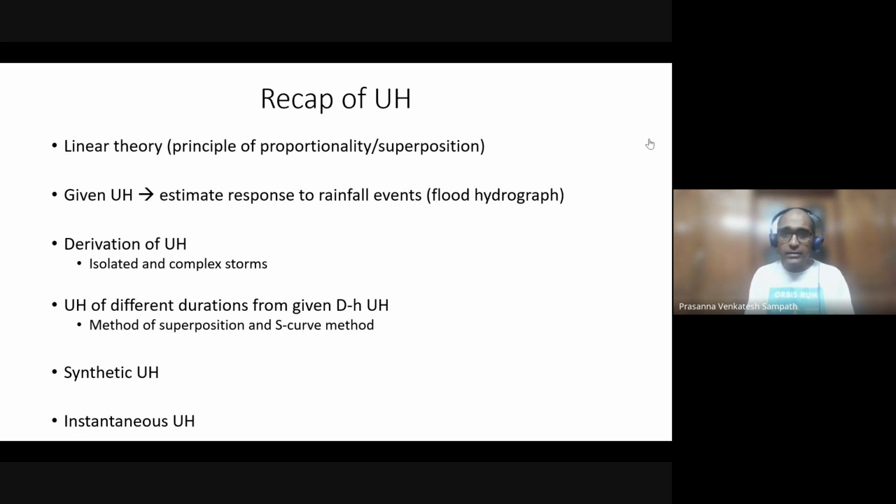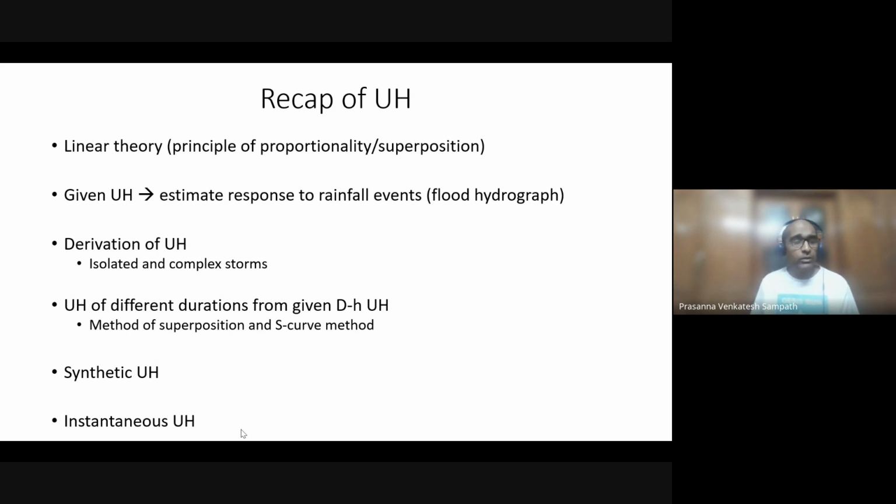So let us get going. We'll just do a quick recap of unit hydrograph. We did this in the last class as well, and then we'll talk about one final topic that is left in this module, so to speak, and then we'll work on quite a number of problems today.